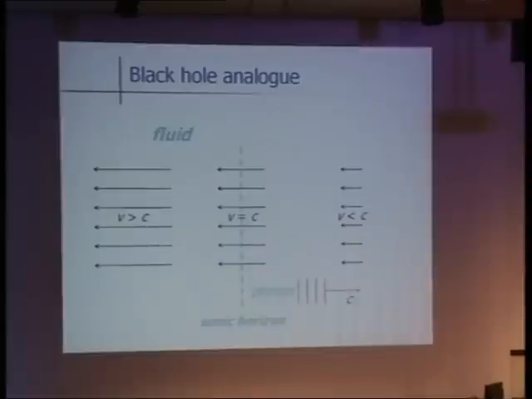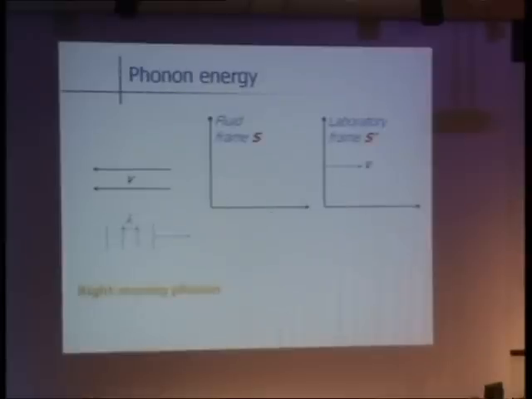Now let's consider a phonon, a sound wave, trying to travel against the flow. Well, if it's on this side, where the flow is slow, it can go forward. Whereas if it's created on this side, it will not be able to travel against the rapid flow, and it will fall inward. Now, it's interesting to consider the energy of these phonons. This is related to Hawking radiation, what I'm telling you about, which is a kind of radiation emitted by a black hole. So let's consider the energy of these phonons.